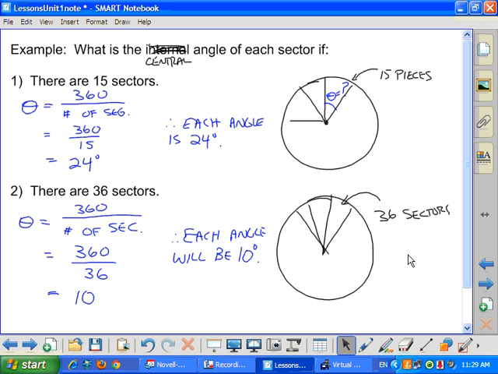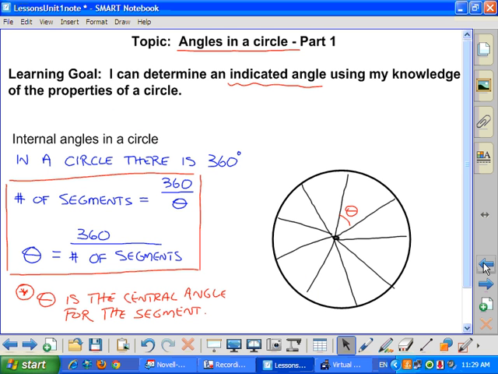Fairly straightforward. There are those two formulas that you'll want to have handy. And like I said before, this unit does have a lot of formulas.